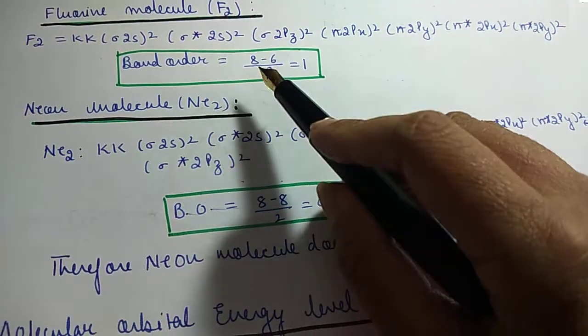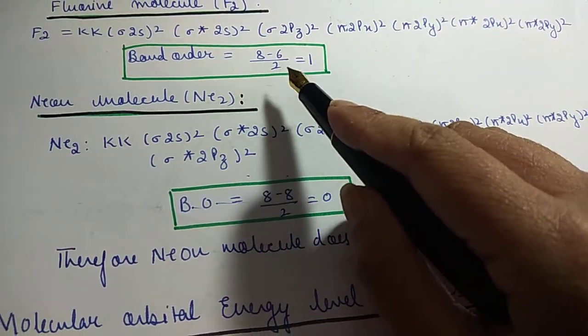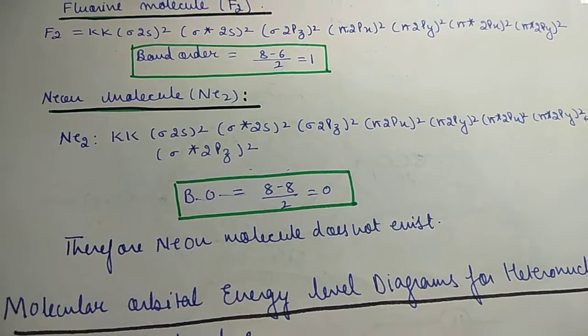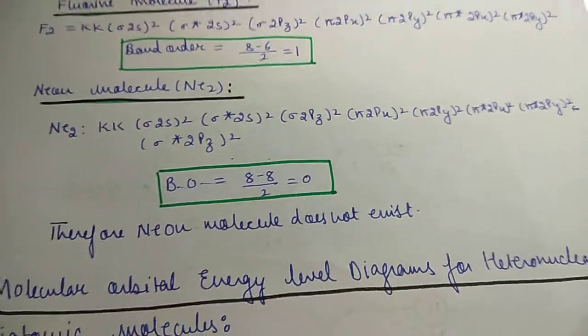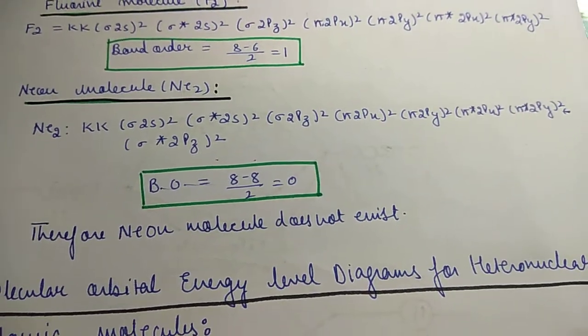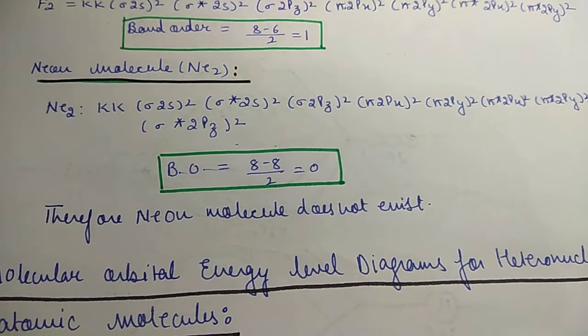So bond order is bonding minus anti-bonding, 8 minus 6 upon 2, that is 1 is the bond order. Then we have neon molecule. Neon molecule will have 20 electrons.